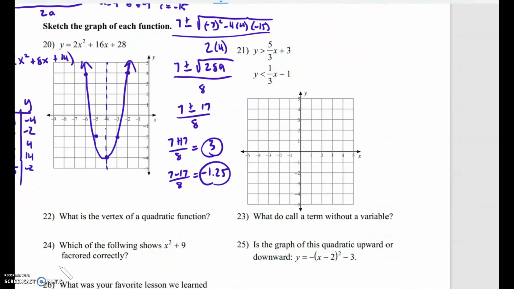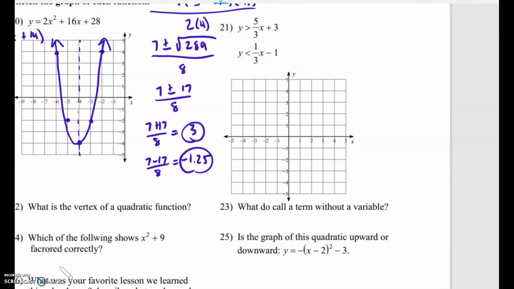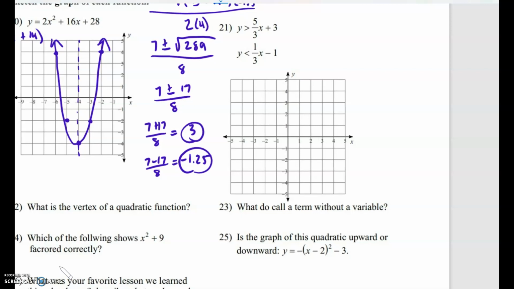Number 21, I'm going to graph those two inequalities. So they're already in slope-intercept form, and yours will be the same. So I'm going to go up to 3, plot a point, do my slope of 5/3. 1, 2, 3, 4, 5. 1, 2, 3. That's off the graph. So I'm going to reflect that downward. 1, 2, 3, 4, 5. 1, 2, 3. There we go. And then this line should be dotted because it's just a greater than. And since it is greater, I need to shade above this line.